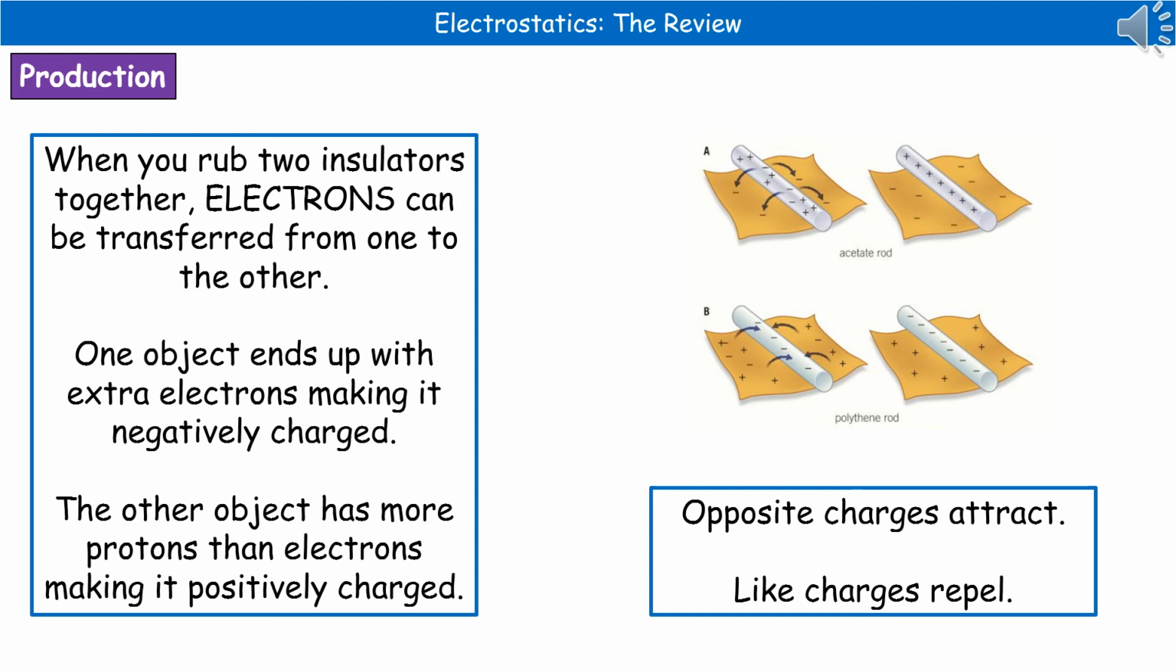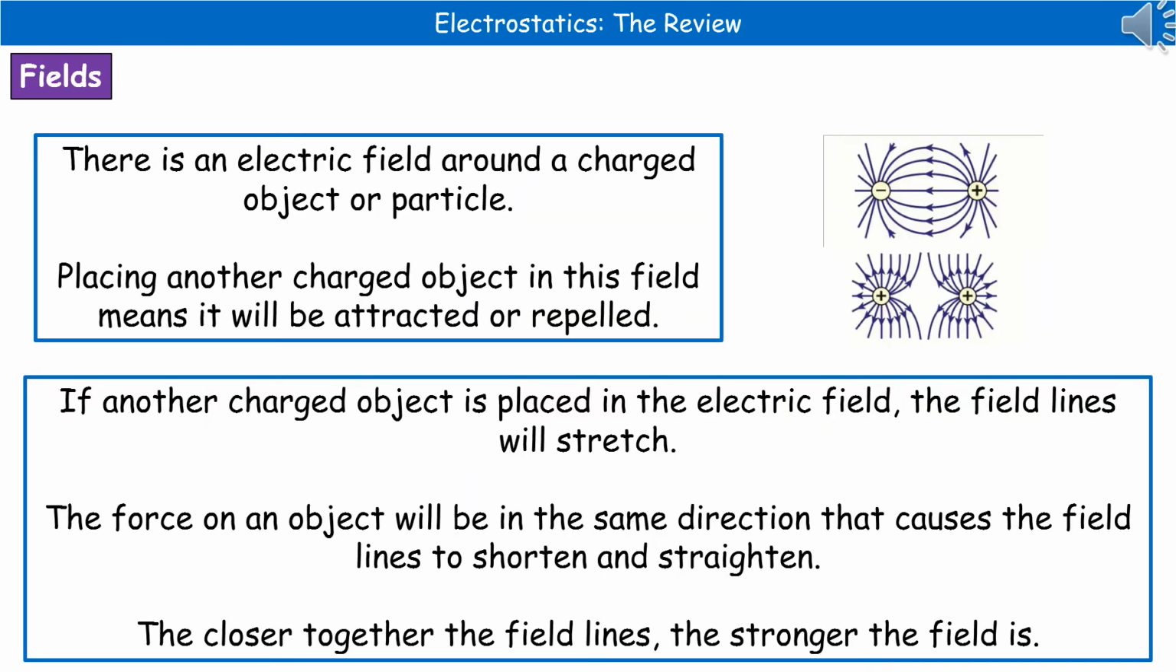So one object ends up with extra electrons, making it negatively charged, and the other object has more protons than electrons, so it's positively charged. And once we've got these charged materials, then opposite charges will attract and like charges will repel. When we've got a charged object or particle, then it has an electric field around it. So that when we place another charged object in that field, then it will either be attracted or repelled depending on the charges.